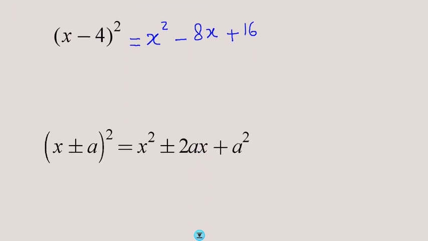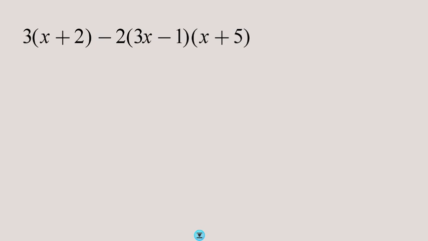And this is the model that you follow. (x plus or minus a)² will give you x² plus or minus 2 times the first times the second plus the second squared. Let's do something else. How about this?